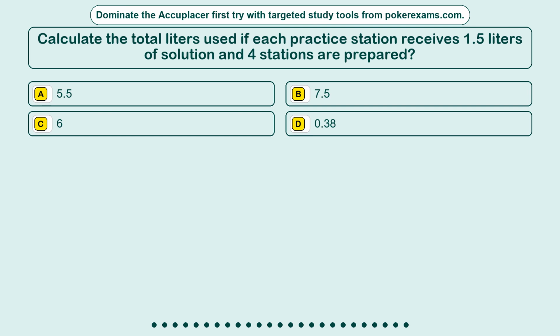Question 3. Calculate the total liters used if each practice station receives 1.5 liters of solution and 4 stations are prepared. Option A, 5.5. Option B, 7.5. Option C, 6. Option D, 0.38.